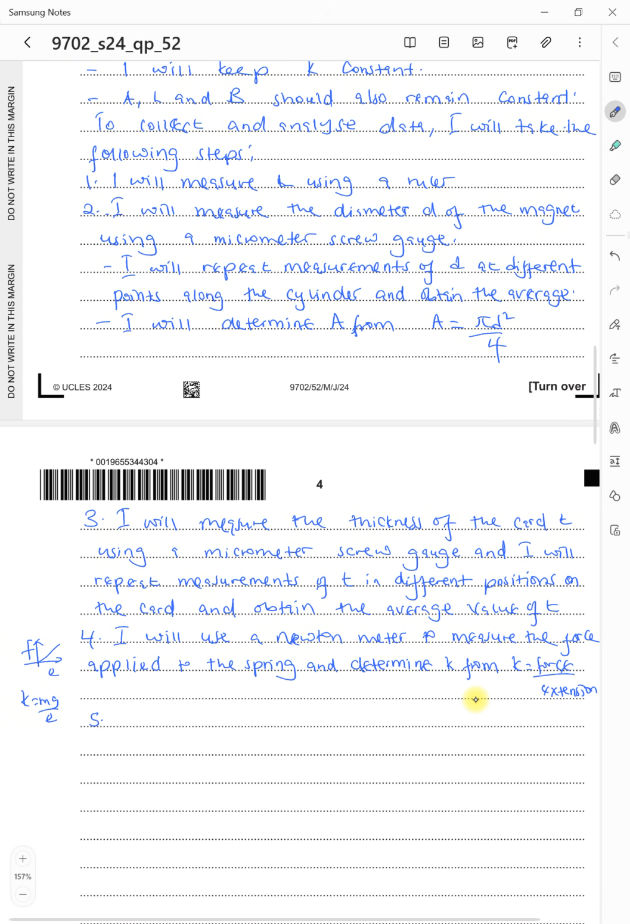Then step number 5, I will measure B using a Hall probe. I'll measure B using a Hall probe, first in one direction, then in the opposite direction, and obtain the average value of B.